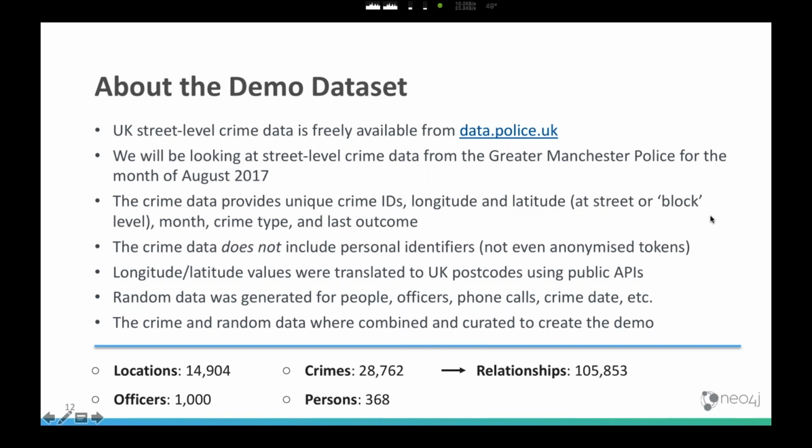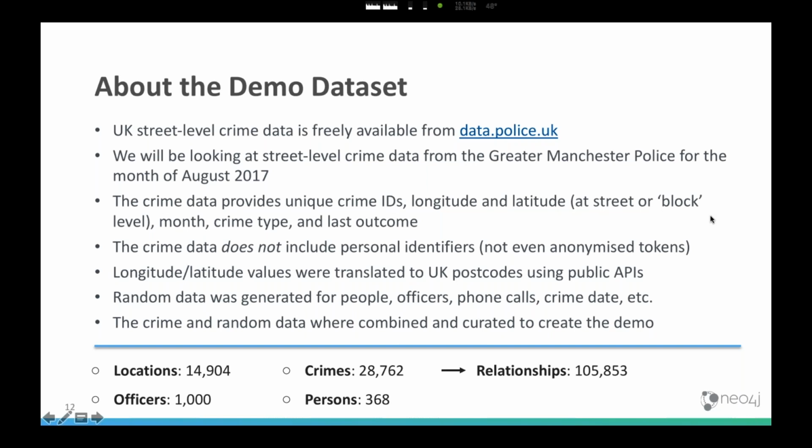Since it didn't include personal identifiers or a real great level of detail in terms of the exact time of the crime, some of that was randomized. So we created random people, random officers, random phone calls, things like that to add to the data set. And then we took the longitude and latitude and translated that to UK postcodes using public APIs. So it is in some sense real data. It will look real as we go through it, but it's not super real. So don't be worried. We're not actually going to be looking at real people.